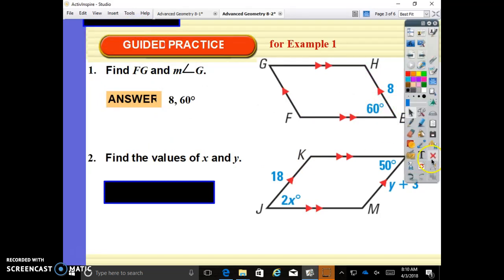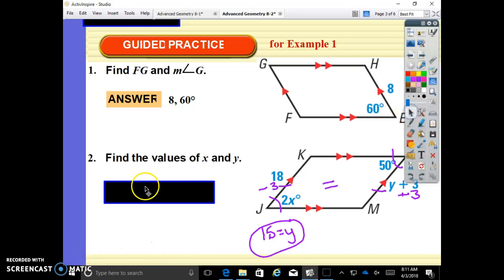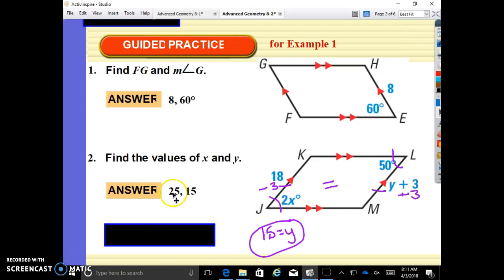Find the values of x and y. All right, well, right here, these two opposite sides are congruent. So 18 equals y plus 3? So if you set this into an equation, if you subtract 3 from both sides, 15 equals y. So 15 plus 3 is 18. 18 equals 18. So that's that. And then opposite angles are congruent. So 2x equals 50, making x 25. So we have our y is 15 and our x is 25.